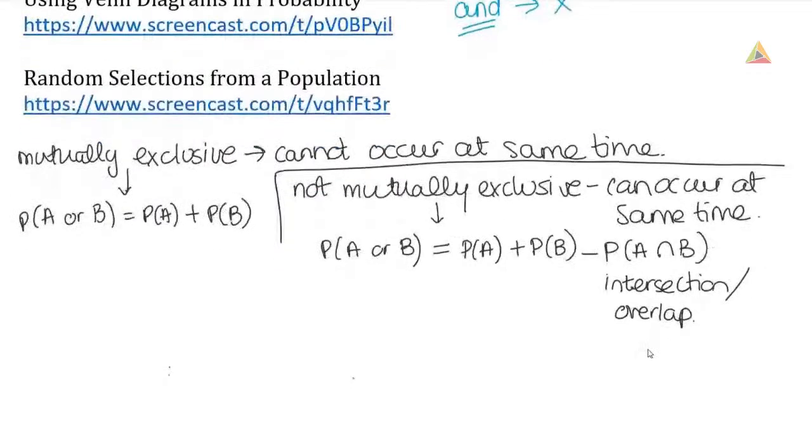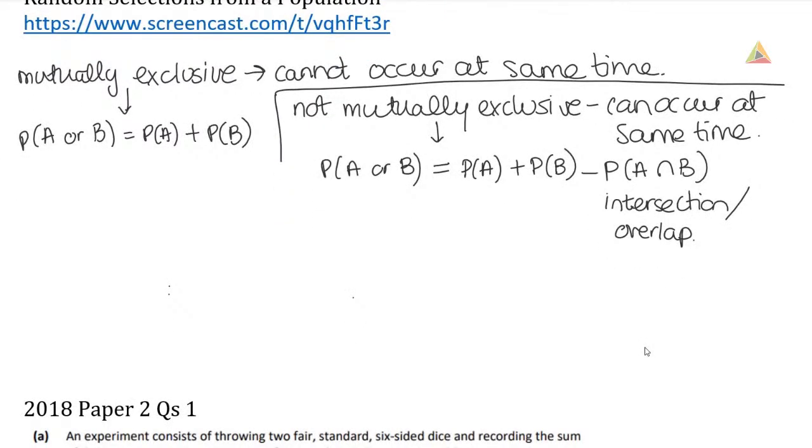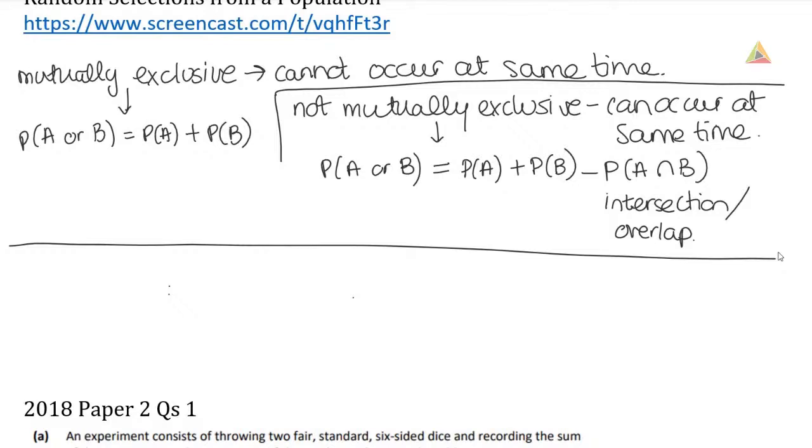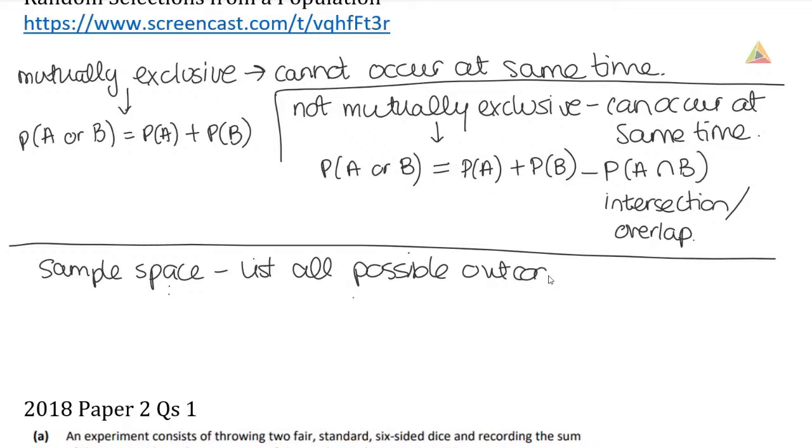The other thing that we have to look at before we start into the questions is something called a sample space. So when we're talking about a sample space, this is where we list all the possible outcomes. So when we want to list all the possible outcomes of an experiment, we could just write them down.